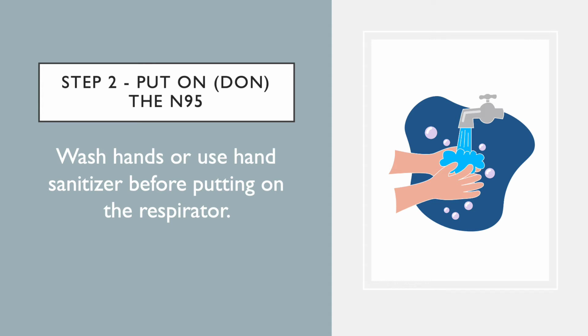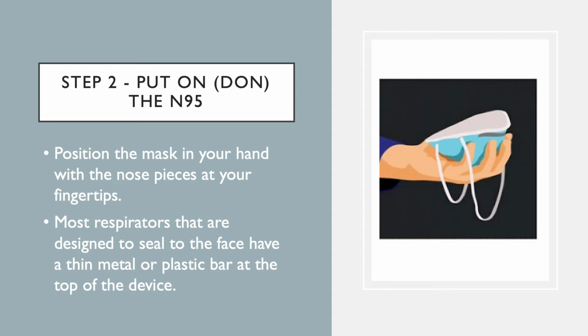Step number 2 is putting on or donning the N95 respirator. Of course, the most important thing is to wash your hands before putting on the respirator to clean off any contaminants. Position the mask in your hand with the nose piece at your fingertips. Most respirators that are designed to seal to the face have a thin metal or plastic bar at the top of the device.